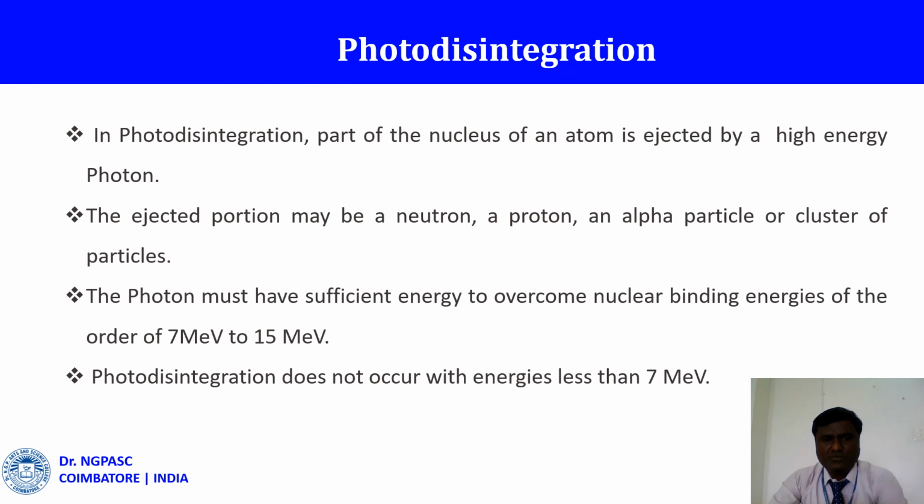Photodisintegration. Photodisintegration occurs only if the energy of the photon is more than 7 MeV. If it is less than 7 MeV, photodisintegration does not occur. When photodisintegration occurs, part of the nucleus of an atom is ejected by a high energy photon. This ejected part of the nucleus may be a neutron, a proton, an alpha particle, or a cluster of particles. The photons must have sufficient energy to overcome nuclear binding energies of the order of 7 MeV to 15 MeV.